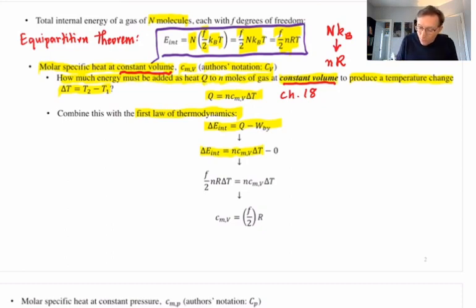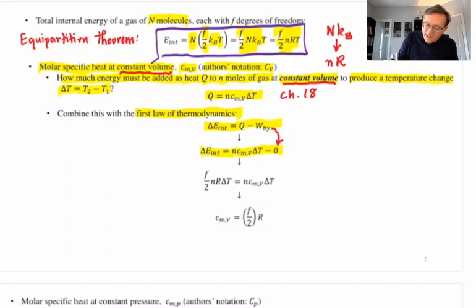Minus 0. Now, what's going on with this minus 0? You see why I put that there? Well, that's the W by contribution. We're saying W by is 0. There is no work done by the gas in this experiment we're thinking about. You see why? Because the volume is constant. And for a gas to do work, its volume must change. So in a constant volume process experiment like this, there is no W by. That makes the first law a little bit simpler. The internal energy change is purely from this heat transfer Q.